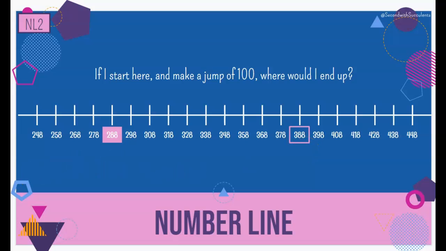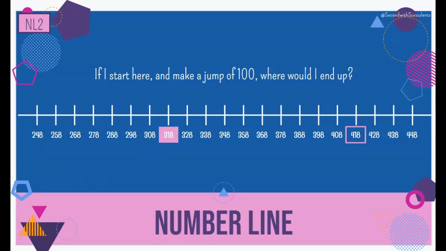Let's look at another one, thinking about Kangaroo. If we start at 348 and make a jump of 100, where do we end up? How do you know? If you were thinking we'd end up at 448, great thinking. One more before we play. If I start here at 318 and make a jump of 100, where would I end up? If you were thinking 418, good thinking. Remember, the digit in my hundreds place is the only one that changes. That's what you were thinking about, good thinking.